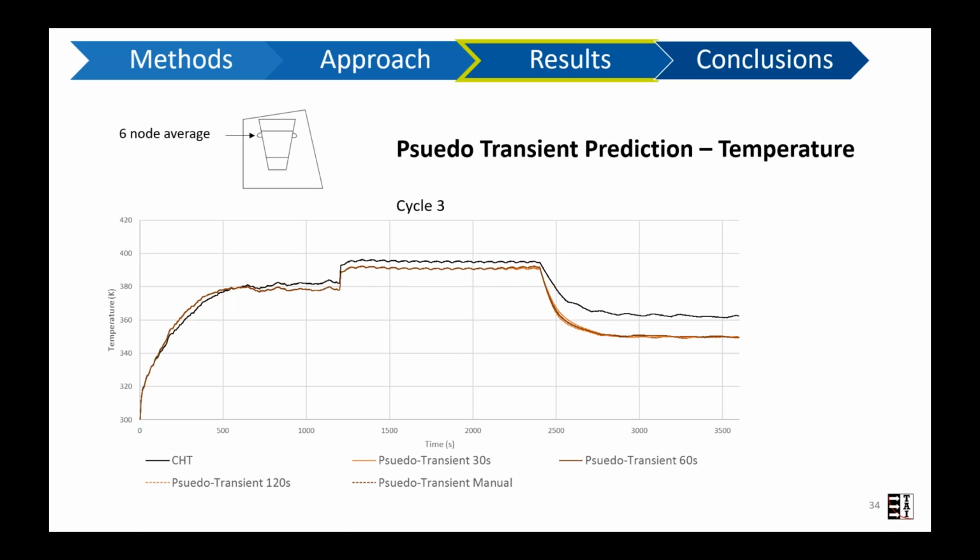The last thing that we looked at was using different coupling intervals with the same cycle. So these are all taken from cycle 3 with the pseudo-transient prediction. We have the 30-second coupling interval that we saw before, and then we have an additional 60-second coupling interval, 120-second coupling interval, and then a manual approach where we selected the coupling points based on the boundary conditions. And as you can see, overall, the results are very similar.